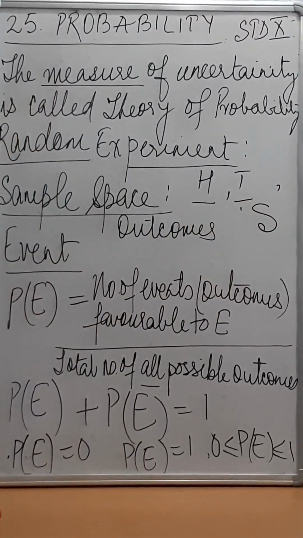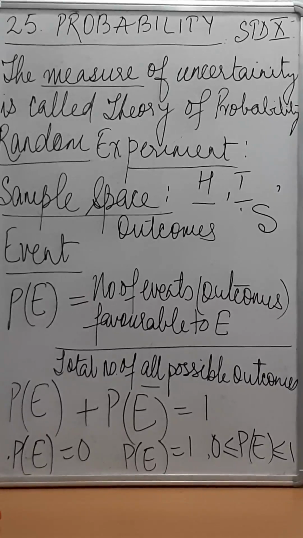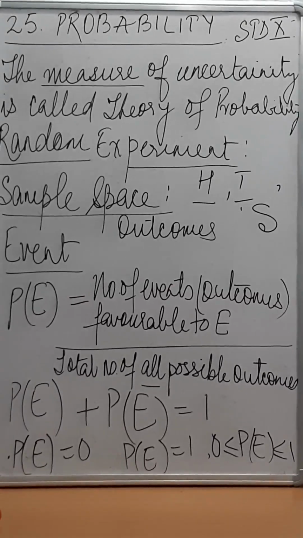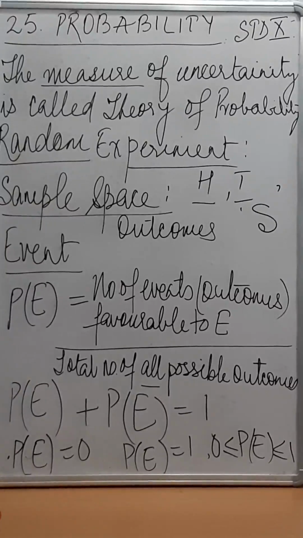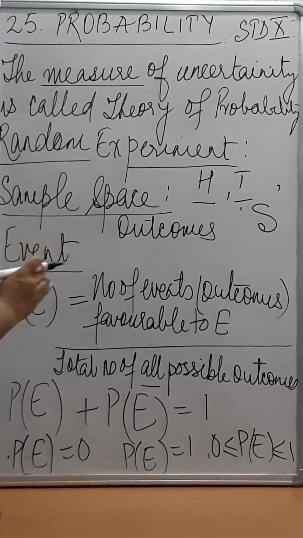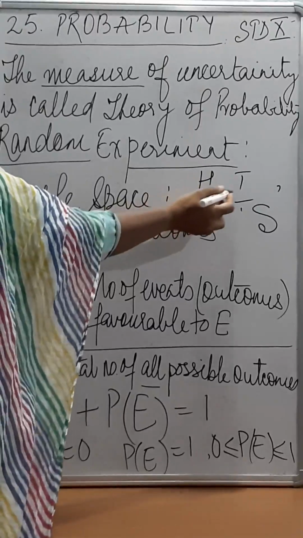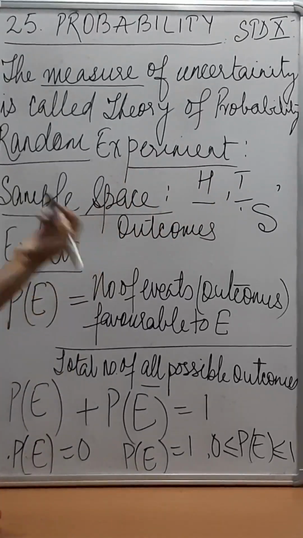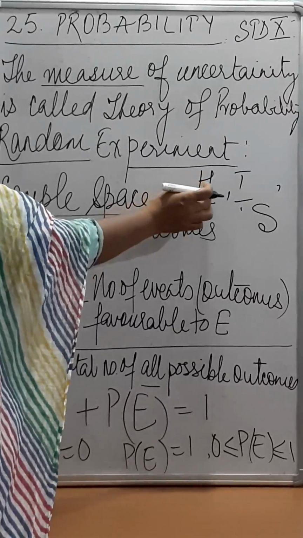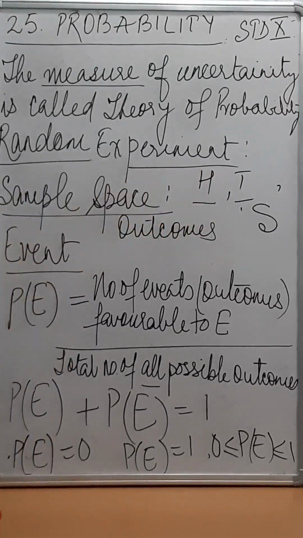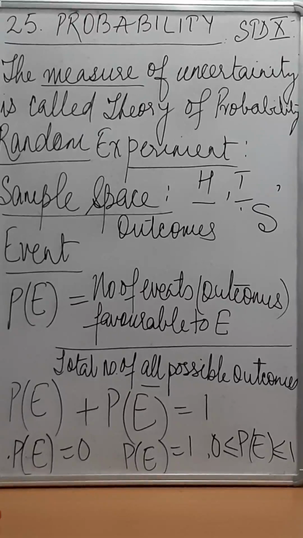Then we have event. An outcome of a random experiment is called an event. I have taken up the example of tossing of a coin. The possible outcome is a head or a tail. Getting a head or a tail in tossing a coin is an event of the experiment.